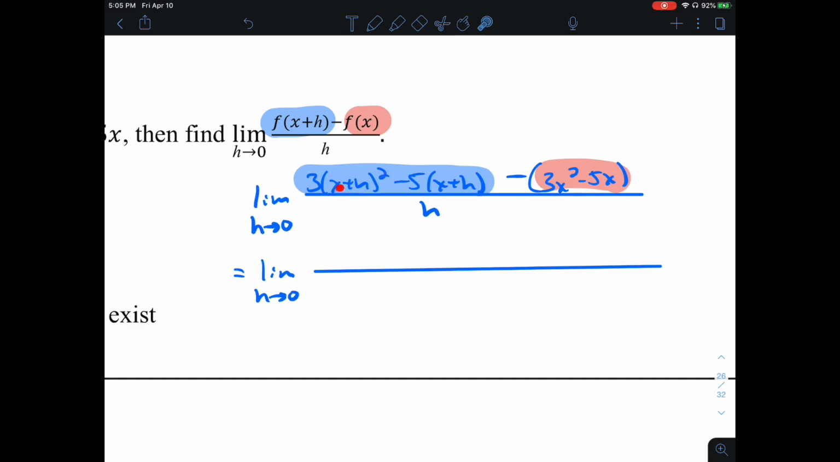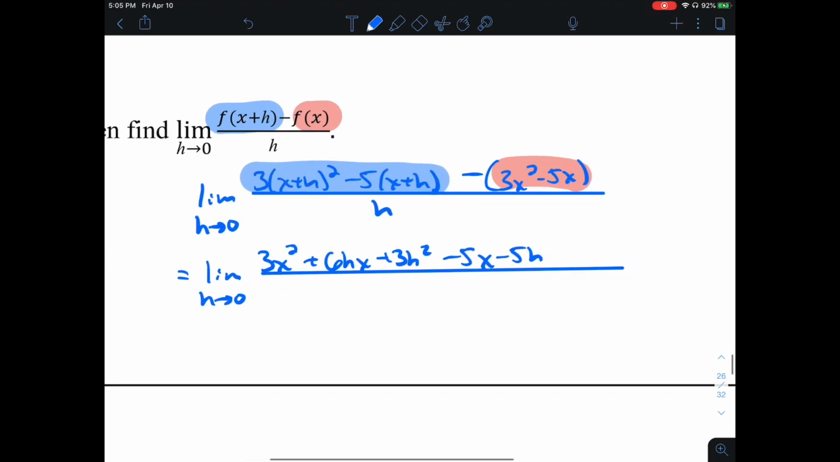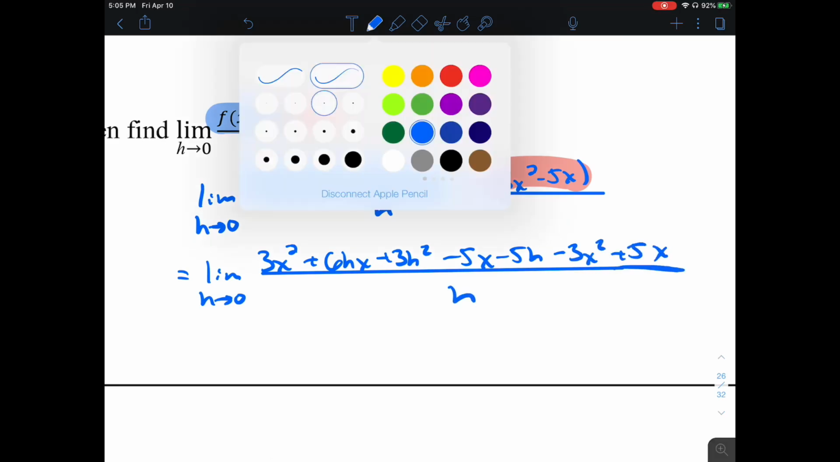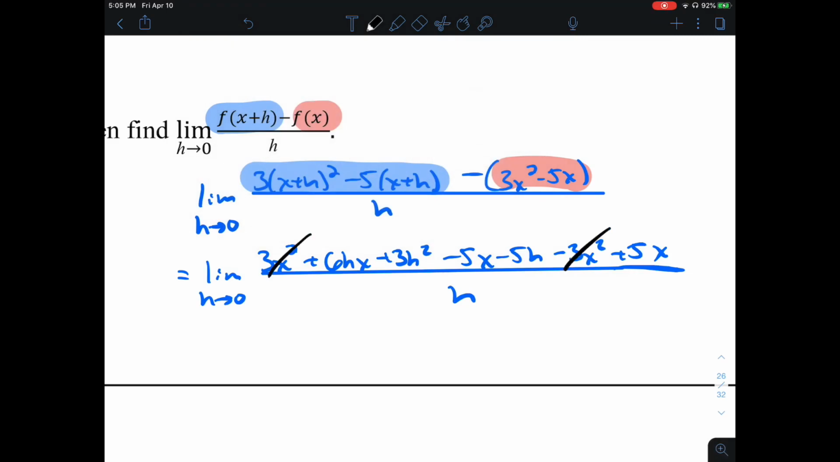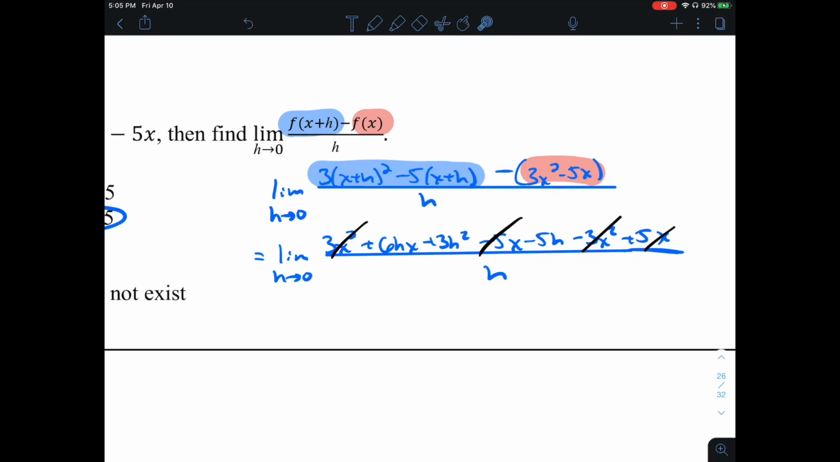So x plus h squared is going to be x squared plus 2hx plus h squared. Distribute the 3 to that, you're going to get 3x squared plus 6hx plus 3h squared. Distribute this minus 5, you get minus 5x minus 5h. Distribute this minus, and you're going to get minus 3x squared plus 5x all over h. 3x squared and a minus 3x squared cancel. Plus 5x and a minus 5x cancel.